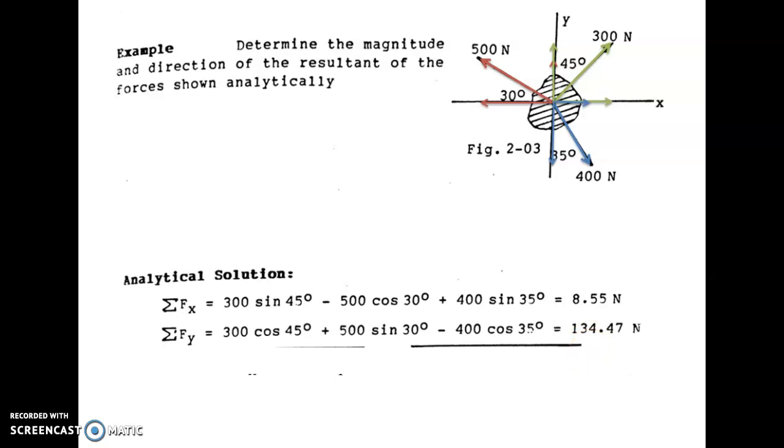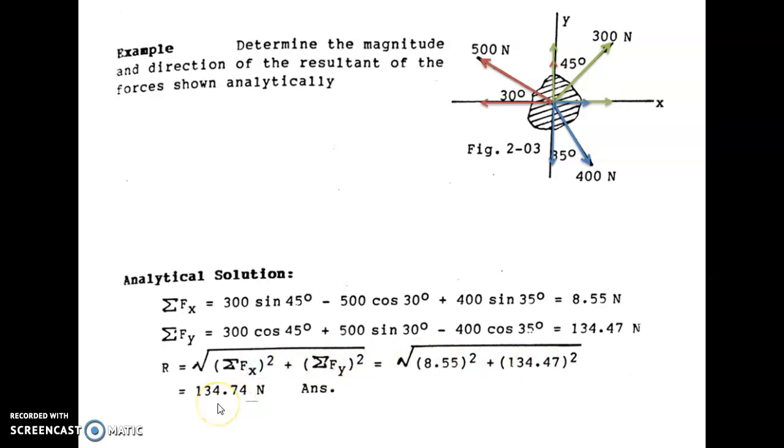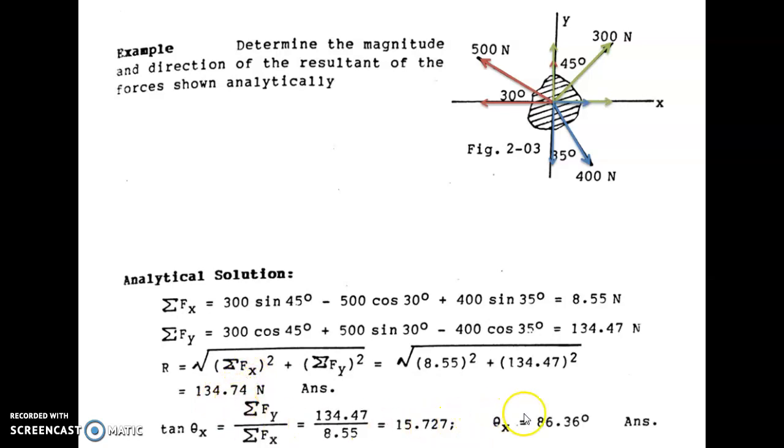Ngayon, ang gagawin natin is since may x saka y component na tayo, ang ginagawa lang dito is simply apply the Pythagorean theorem, which is r squared is equals to rx squared plus ry squared, square root nun. Okay, so parang ito yung mangyayari. Pythagorean theorem, no? Okay, then ang sagot niya is 134.74.